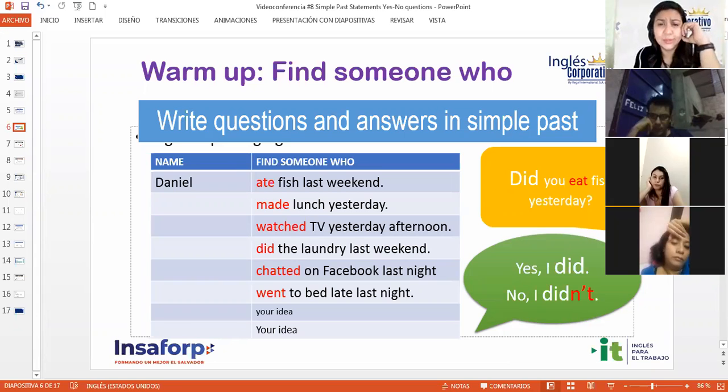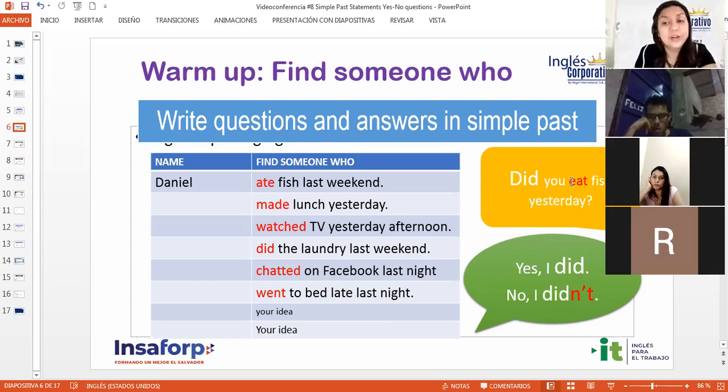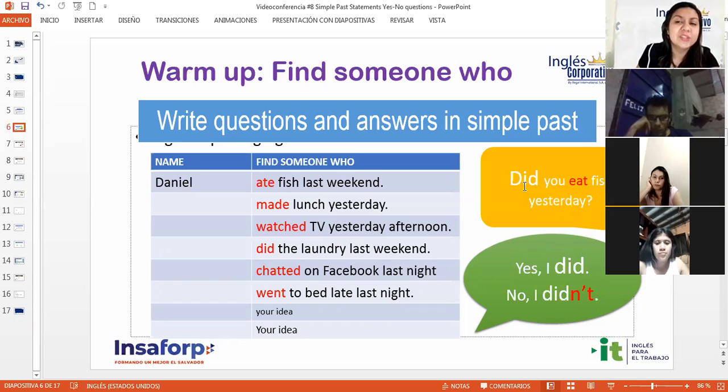Okay, the structure is the following: did at the beginning, then the subject, then the verb. The verb, when you make questions, has to be in the base form. Entonces el verbo ahí va en la forma base. ¿Por qué? Porque tenemos el auxiliar y cada vez que usamos el auxiliar, el verbo va a ir en su forma base, no cambia. Entonces, aunque es una pregunta en pasado, el verbo no va a ir en pasado. Porque ya el auxiliar did nos está diciendo que la pregunta es en pasado.